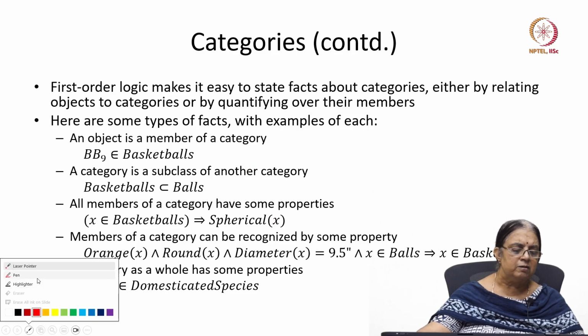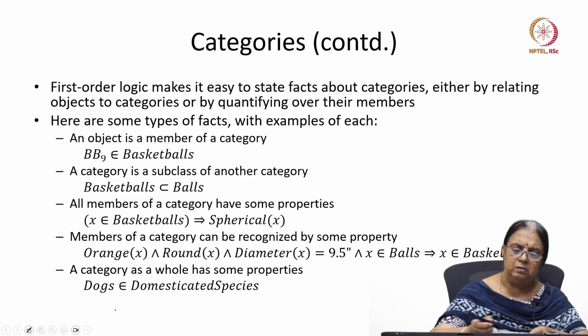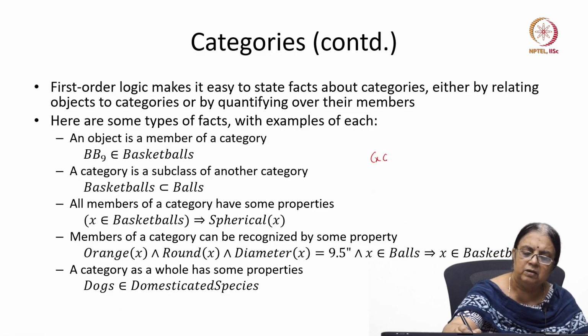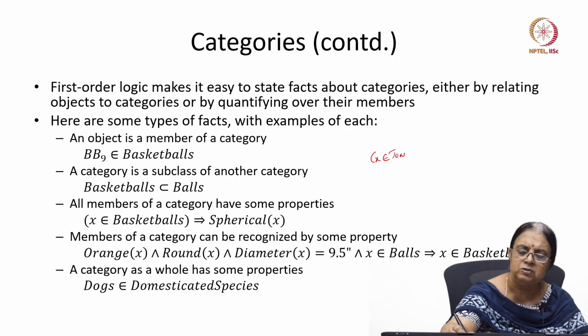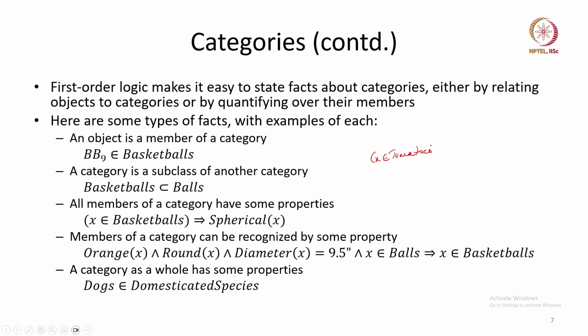So we could say, for example, if X belongs to the category tomatoes, then it implies that red(X) and round(X) and say sweet(X) or whatever it could be, and edible(X). So this type of thing.